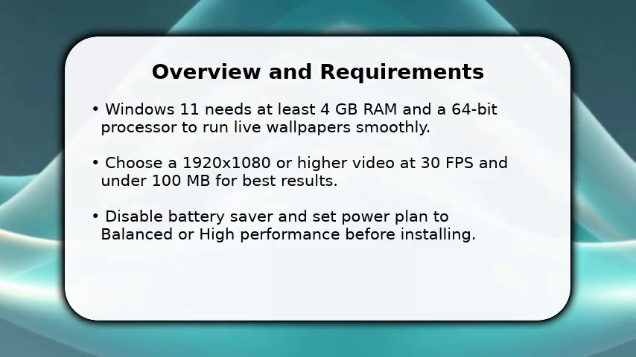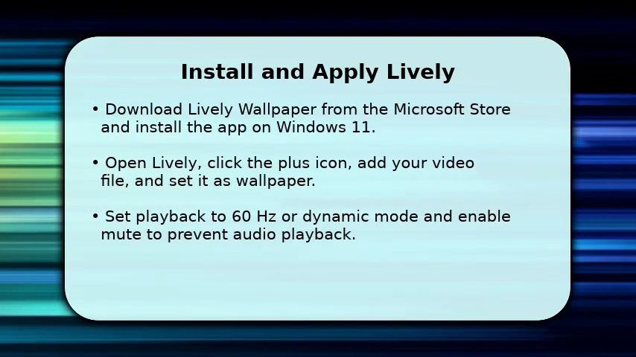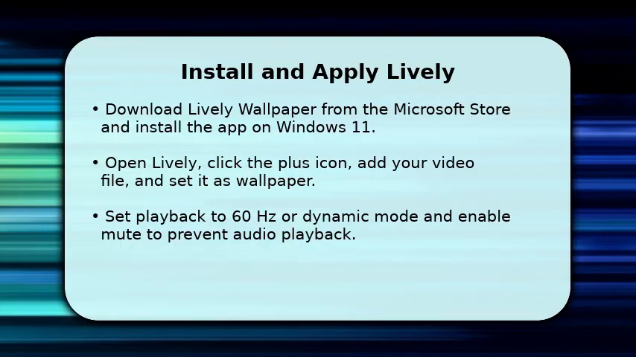Open the Microsoft Store and search Lively Wallpaper to begin installation. Download and install Lively Wallpaper using your Microsoft account. Launch Lively and click the plus icon to add a local video or GIF file. Select the file and press Set as Wallpaper to apply it to your desktop.